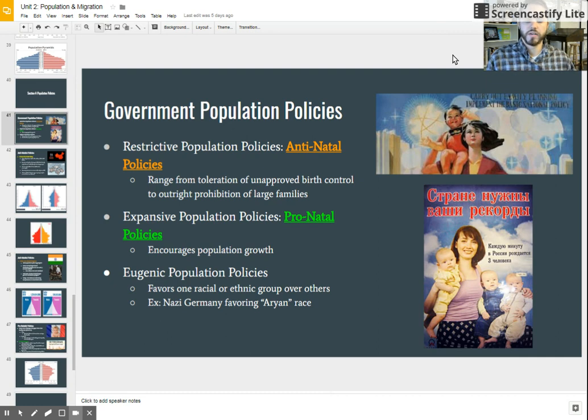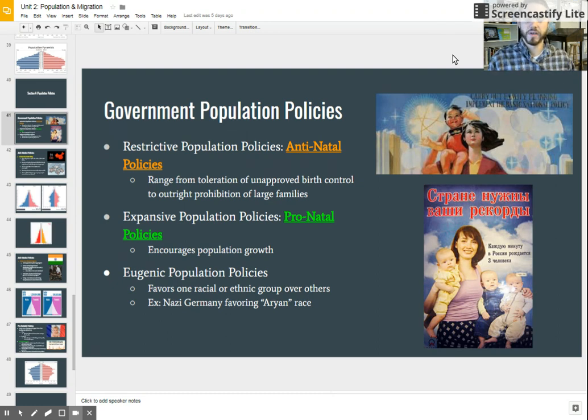These, on the other side of the fence, are called pro-natal policies, and these are countries that have either a declining or a slow-growing population that wants to increase the number of babies being born or the average family size within the country, and therefore other reasons as well, which we'll get into later. But basically, governments want more babies being born in pro-natal policies.